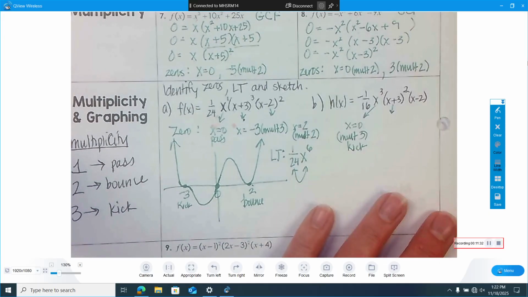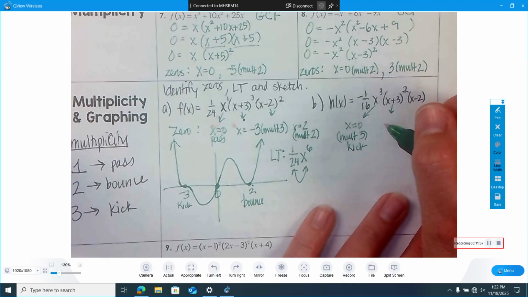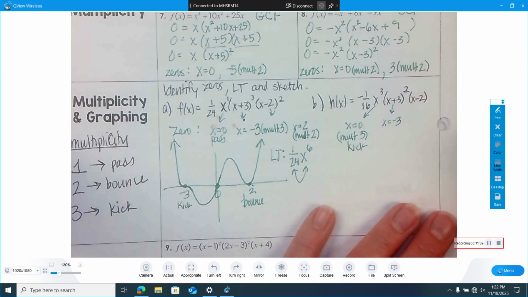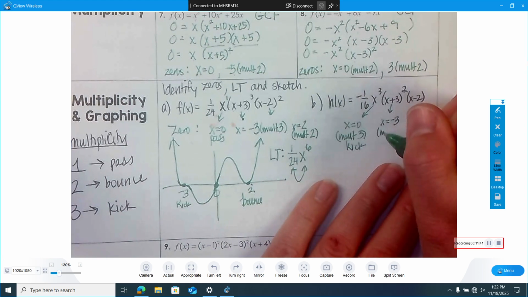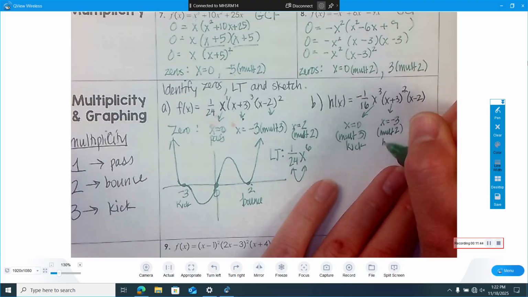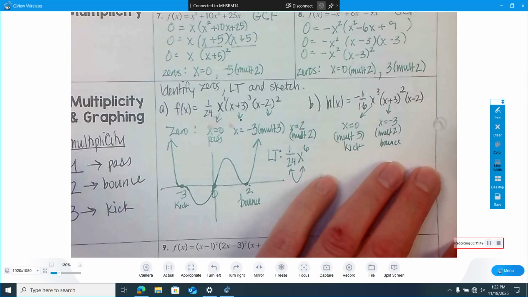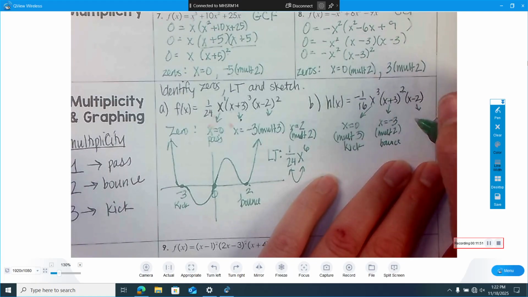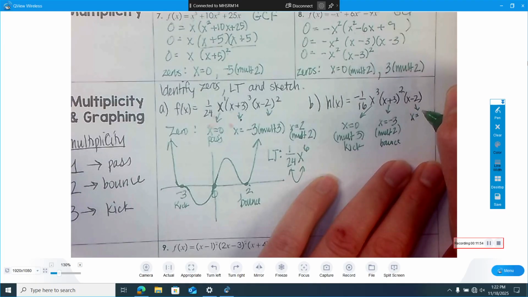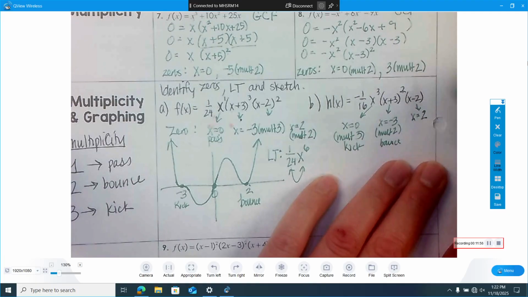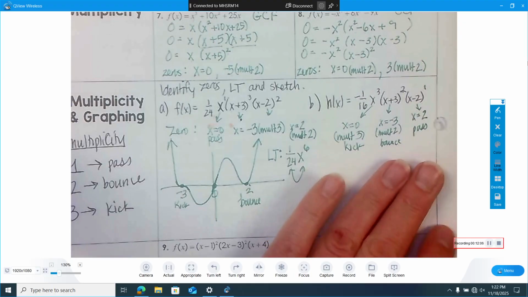Here, what's our 0? Negative 3. X equals negative 3. And what's its multiplicity? 2. All right, so this is multiplicity 2. So that's got a little bounce to it. Bounce with me, bounce with me. All right. And then the last one we get x equals positive 2. And what's the multiplicity on this? 1, yeah. So this one is just a pass. It's just multiplicity 1, okay?